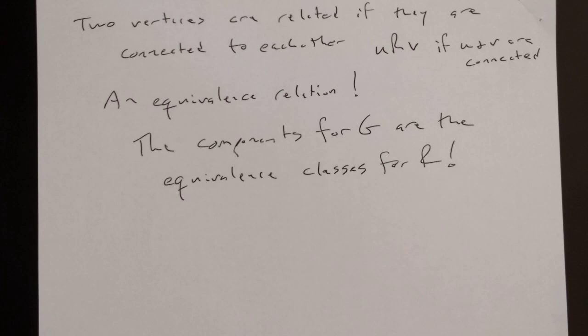If G is disconnected, and U is in component 1 and V is in component 2, then there's no possible edge or no walk from U to V. That's what being in different components means.